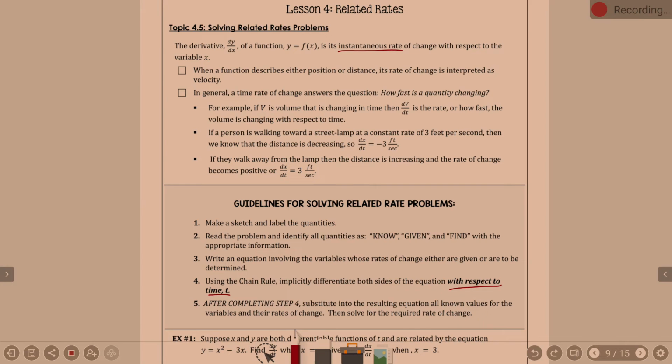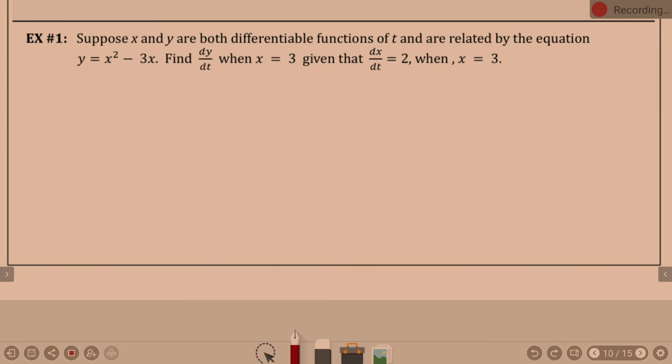Now, I think example 1 isn't as much of a traditional related rates problem. When we get to example 2, that's more your traditional related rates problem. But this is getting us the idea of the solving steps. So suppose x and y are both differentiable functions of t and are related by the equation y equals x squared minus 3x. We're being asked to find dy/dt when x is 3, given that dx/dt equals 2 when x is 3.